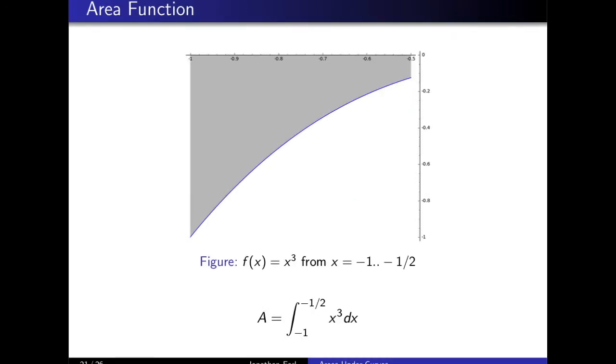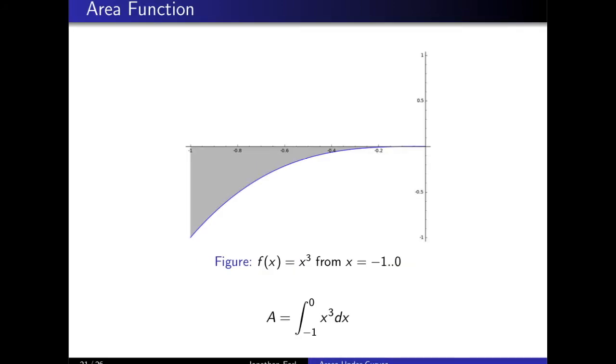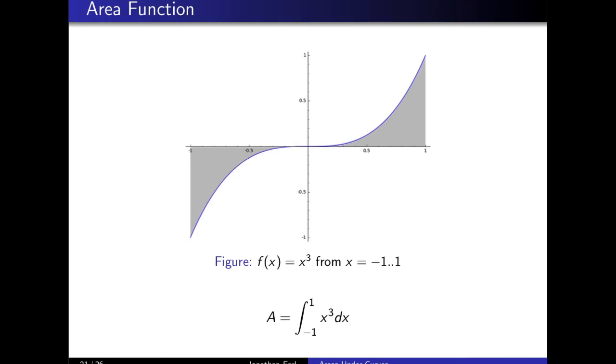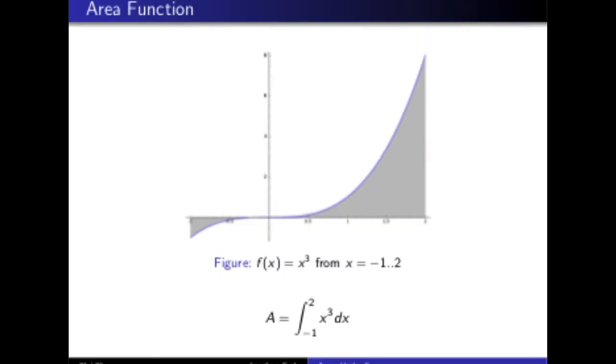So instead of finding the whole thing, I'm just going to mention a couple of pieces. If we wanted to find the area between -1 and -1/2 of x cubed, it would look like this. So we'd have the area of this gray shaded region. We could do the same thing from -1 to 0. We could then do the region from -1 to 1, and lastly the region -1 to 2.